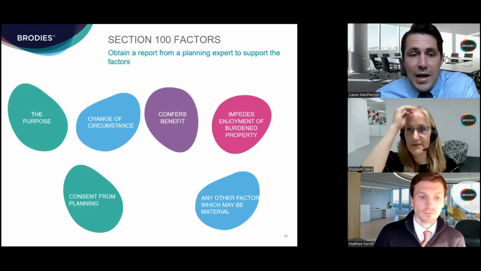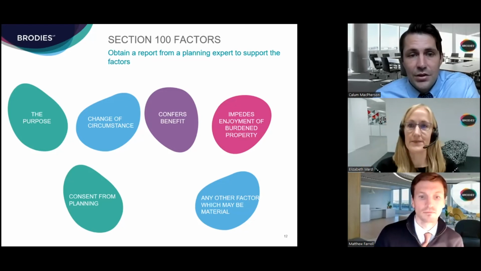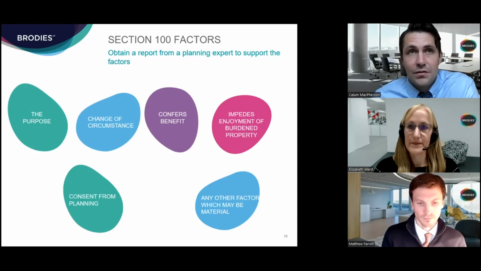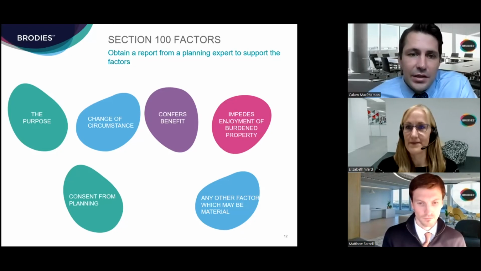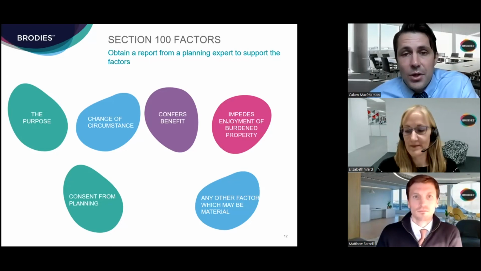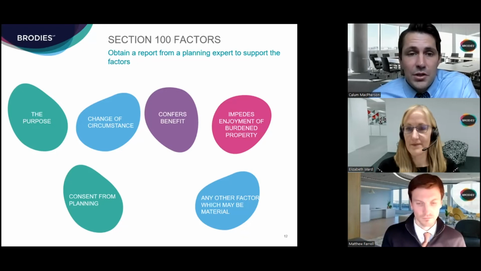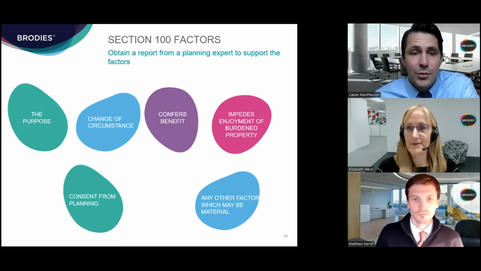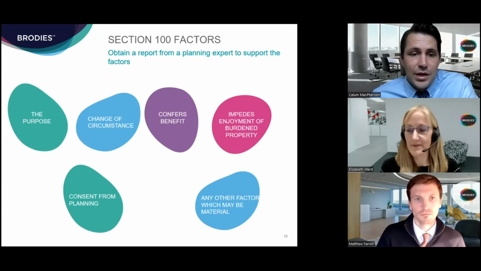Another consideration is planning. If there is any consent or deemed consent from planning, that will be helpful, but again, it's not determinative. The holistic approach is taken. So by checking that box alone, it doesn't mean that necessarily the application is going to be granted. In relation to other factors, this could be anything and will depend on the specific facts in your case. But in our example, we put forward a competition law argument. So if we could move to the next slide, please.